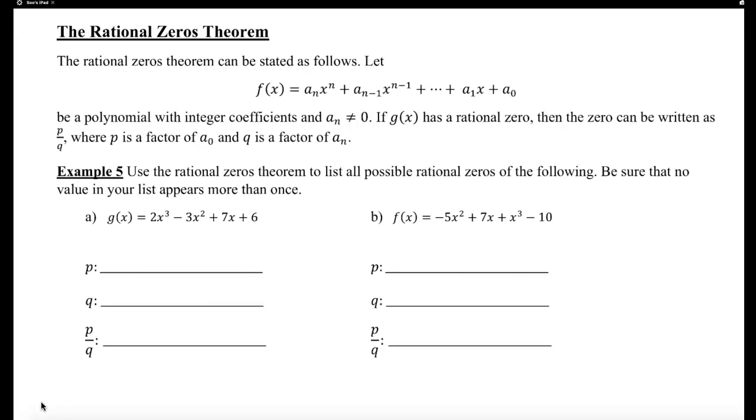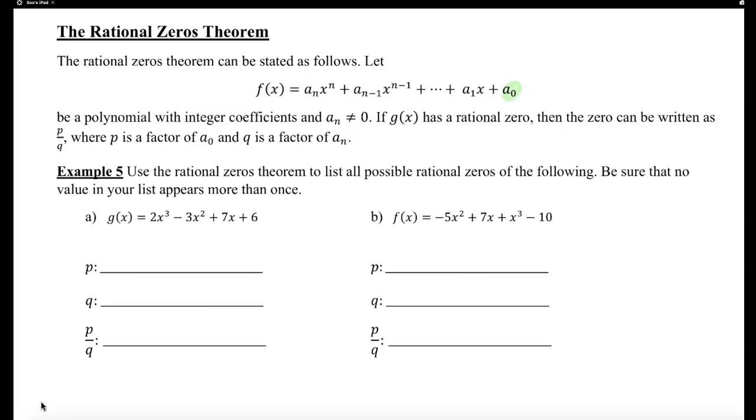It's going to give us a whole bunch of numbers as potential rational zeros, and what we have to do is check each of them to see which one is actually a zero. But in this video, I'm going to talk about how to come up with this list of possible zeros using the rational zeros theorem. So let's come up with a list. There are only two things that you should be looking at in a polynomial if you want to come up with this list, and those numbers are your constants.